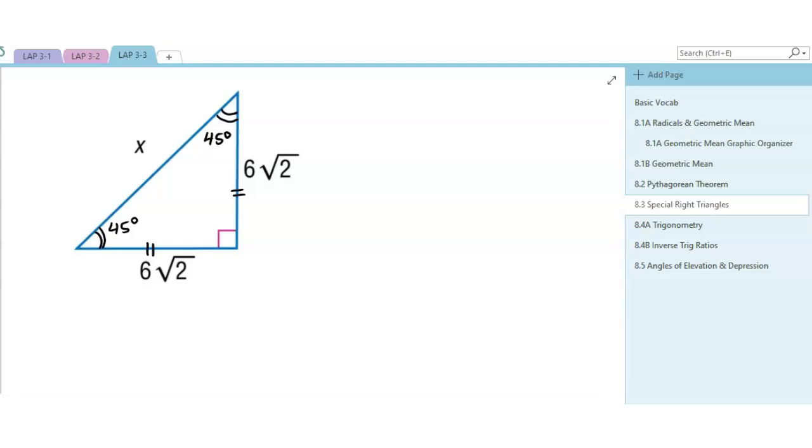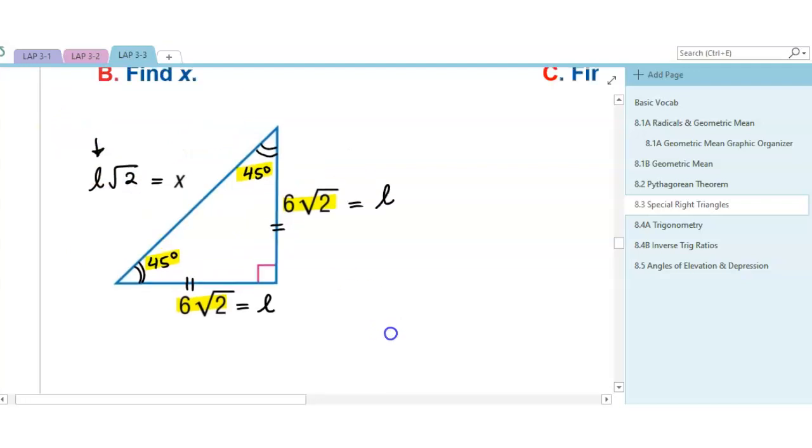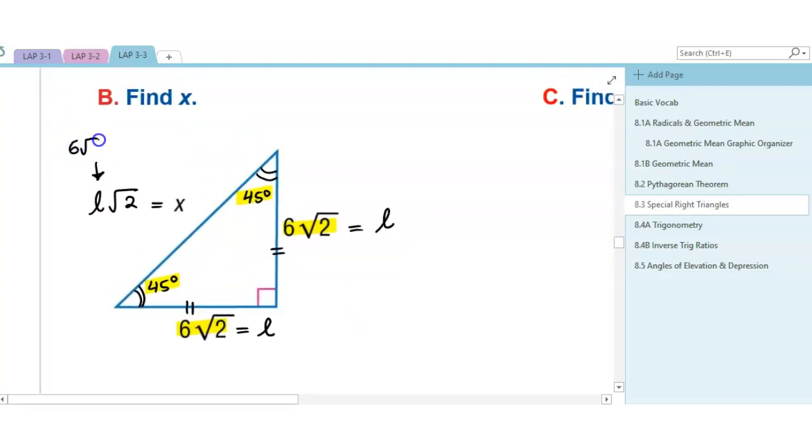So remember that the side that's opposite the 45 degrees is called L. So I'm going to go ahead and name this L. And the side that's opposite the 90 degrees is L times the square root of 2. And since L is 6 root 2, let's go ahead and substitute. In order to find X, I just multiply it by root 2 again, because that's what X is going to be, L times root 2. And so finally, I get 6 times 2, which is going to be 12. So X is going to be 12, just like that.